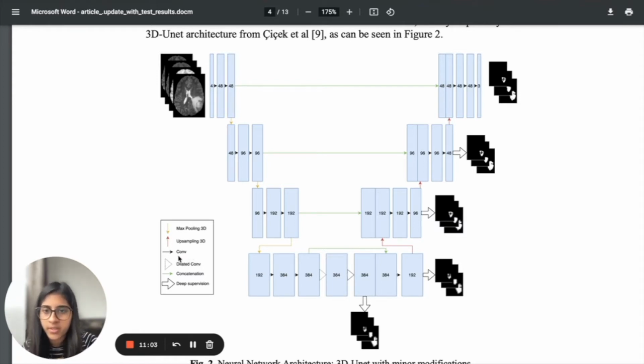All convolutions, so here you see this conv arrow, these blue ones in the middle, all of them are followed by a normalization layer and a nonlinear function, which in this case would be a ReLU activation function. That's commonly used in segmentation tasks too.